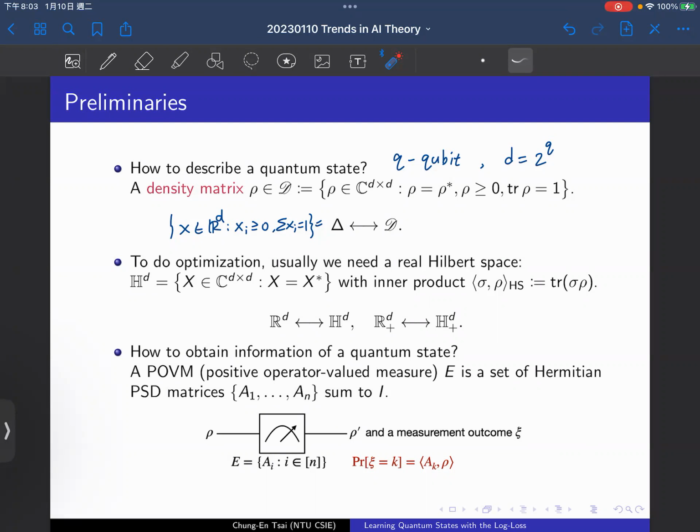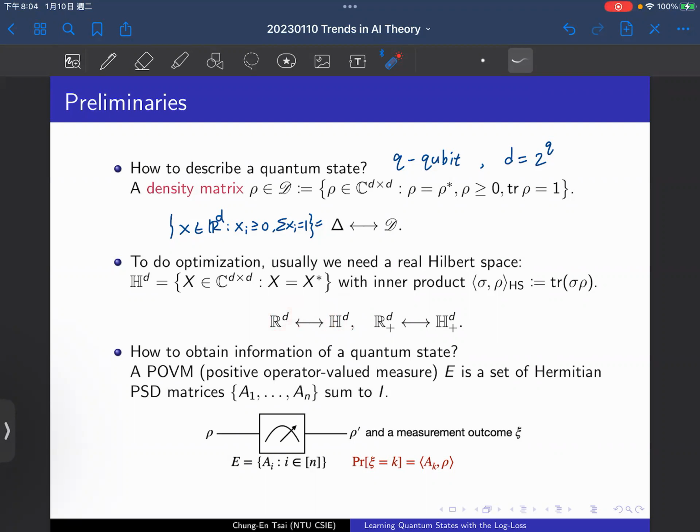Okay, since we are considering an optimization problem, a learning problem, we usually need a vector space. For example, for the probability simplex, we may need R^d to consider it in a bigger vector space. So for the density matrix, we consider the vector space of D by D Hermitian matrices. To define gradients and Hessians, we may need the inner product. On this set, the inner product is defined like this, which is called the Hilbert-Schmidt inner product, which is the trace of the product of two Hermitian matrices. So we can see the set of Hermitian matrices as a quantum generalization of the Euclidean space.